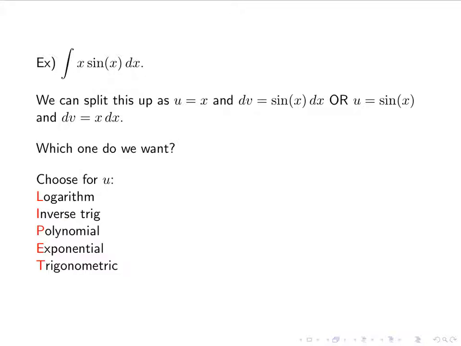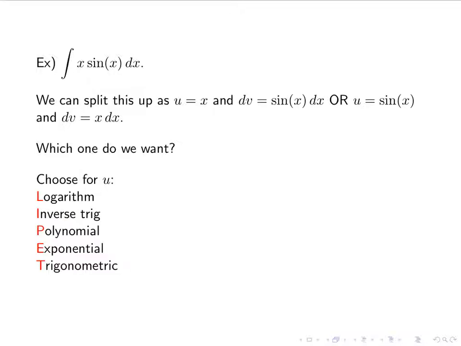Now, the reason we have this order is that once we choose u, we're going to find du, so we need to differentiate u. The derivative of a logarithm is a lot nicer than the integral. The derivative of an inverse trig function is much nicer than the integral. The derivative of a polynomial is typically nicer than the integral, but it's not terribly different, so that's kind of why it's in the middle.